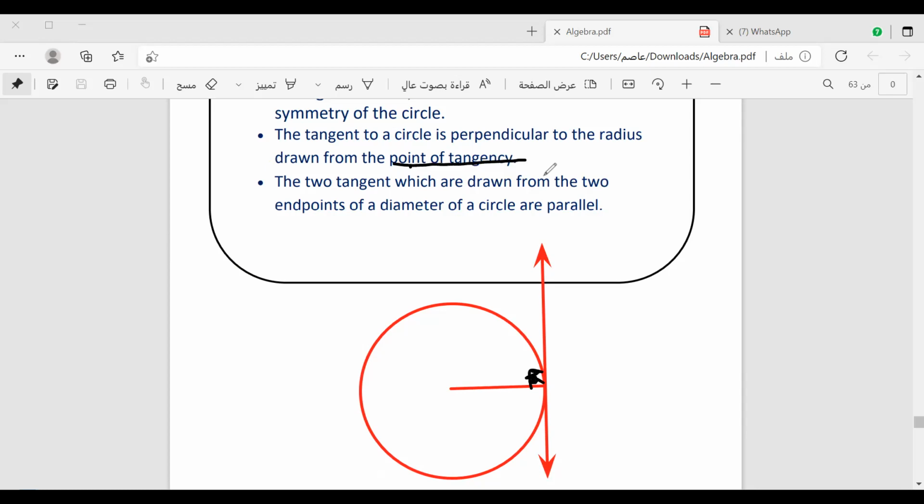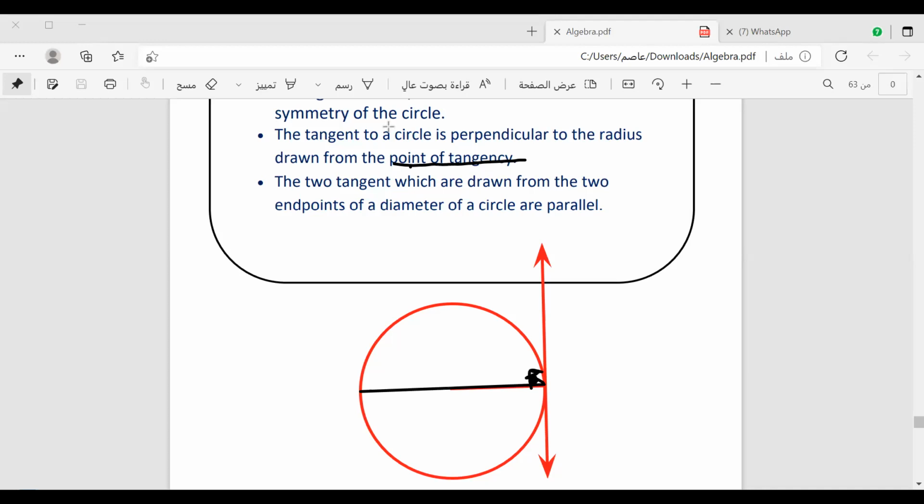What does the phrase point of tangency mean? نقطة التماس. So tangent means مماس. The tangent to the circle is perpendicular to the radius drawn from the point of tangency, meaning it is perpendicular to the radius from this point.